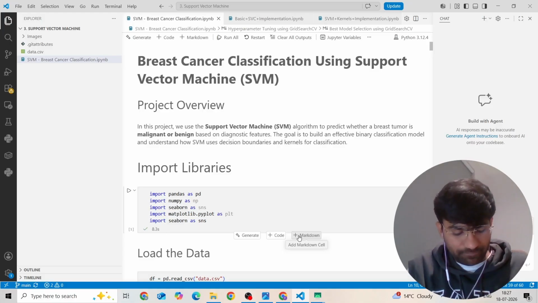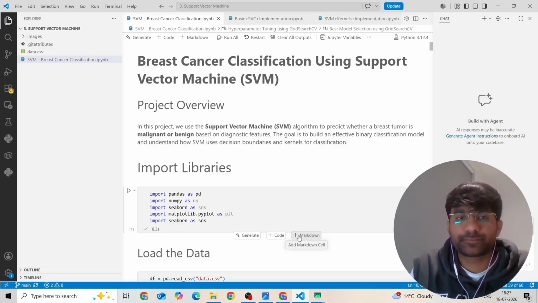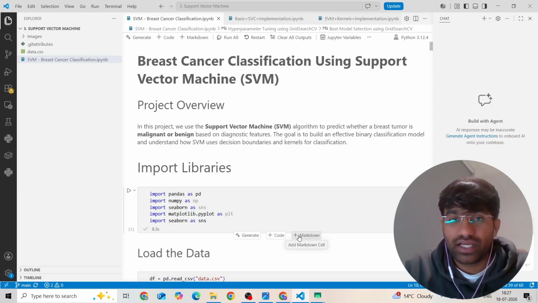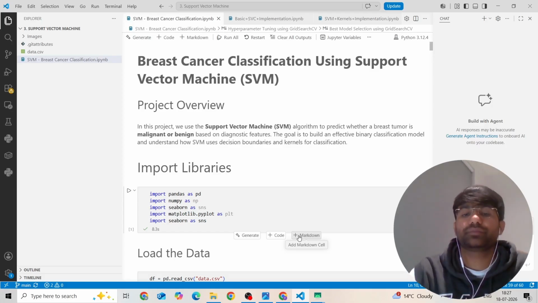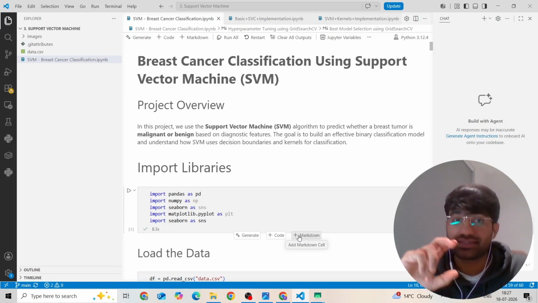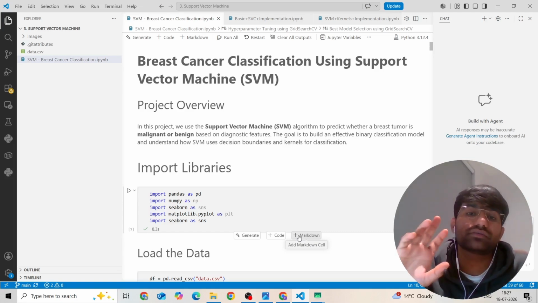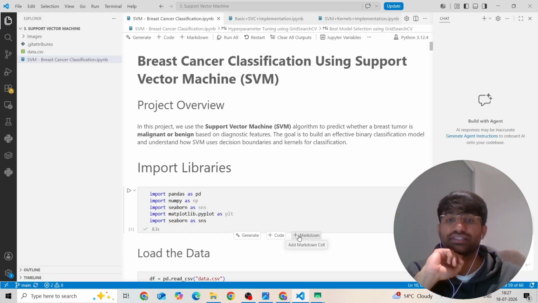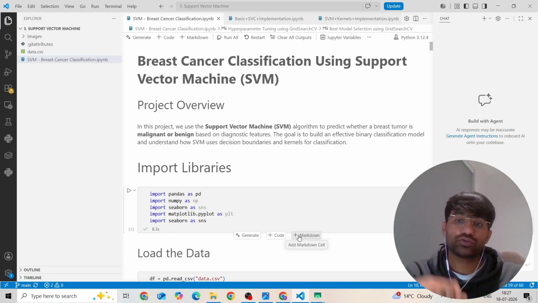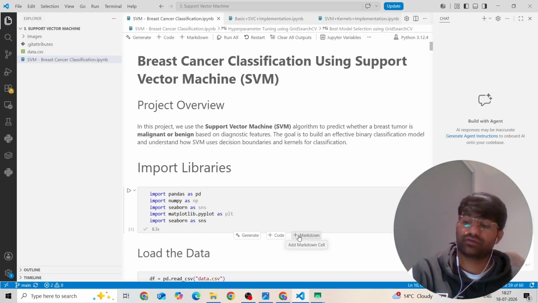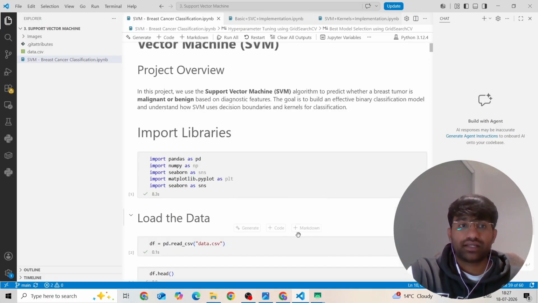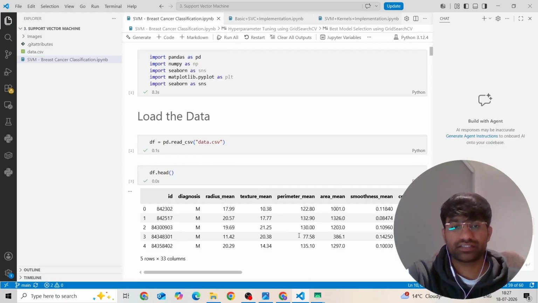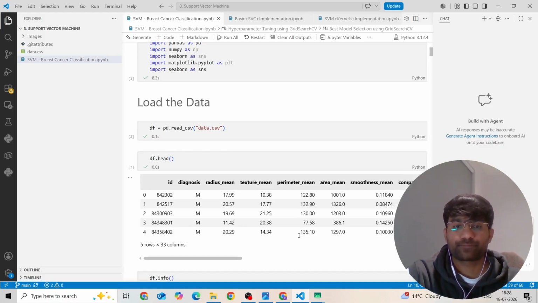Cancer rate is growing. There are many kinds of cancer. So I have used the breast cancer data set. It will classify whether the patient has breast cancer or the patient doesn't have breast cancer. I have built this model using the support vector machine. The data I have downloaded from Kaggle.